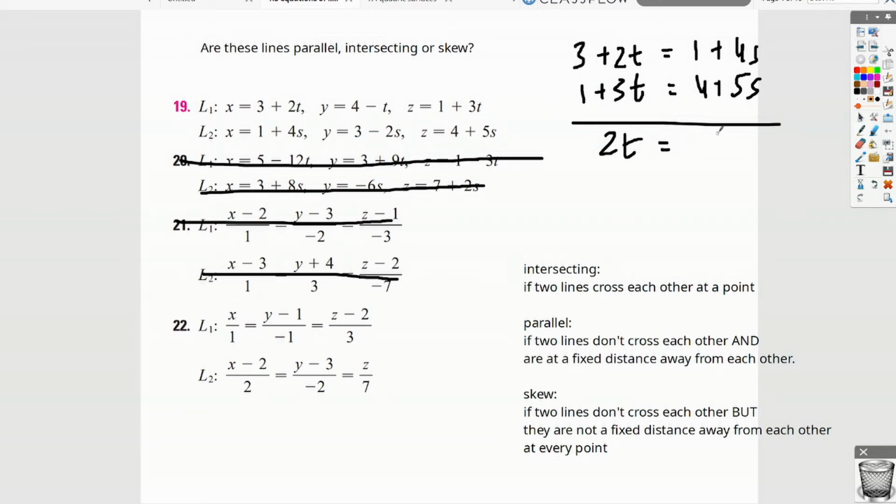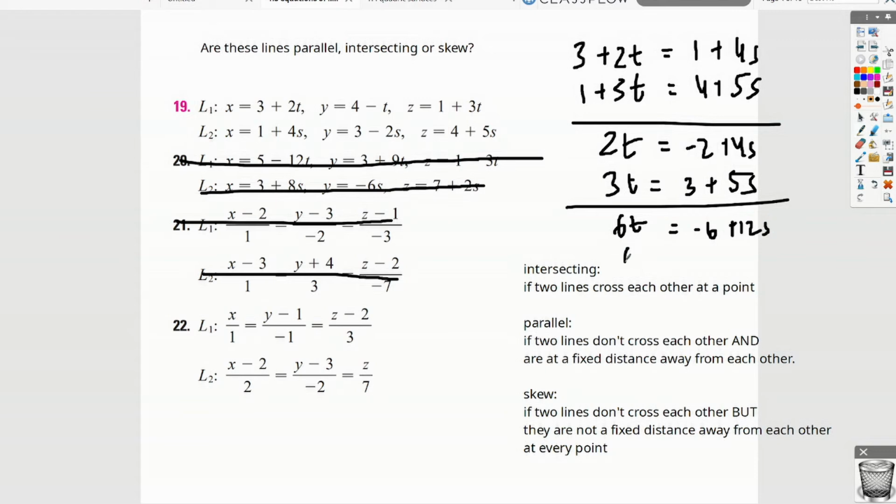It's not like I'm putting plus or minus, so it doesn't mean anything. But it's subtract 3 from both sides, so it becomes 2 plus 4s, and then 3t equals 3 plus 5s, right? And then I'm going to multiply this top one by 3 and bottom one by 2. So 6t equals minus 6 plus 12s, and then 6t again equals 6 plus 10s.